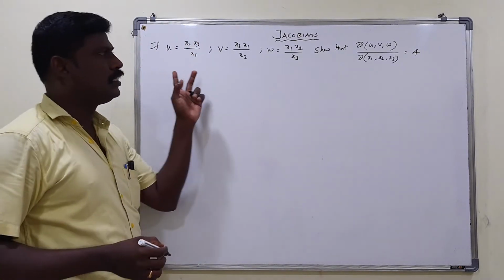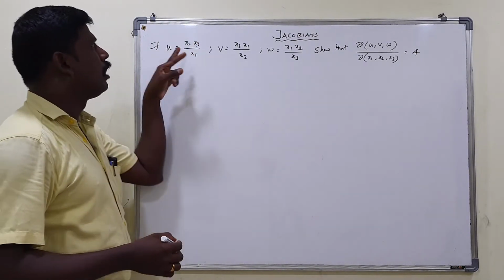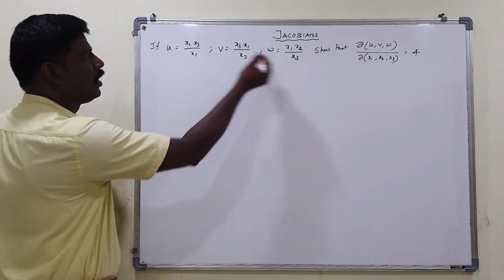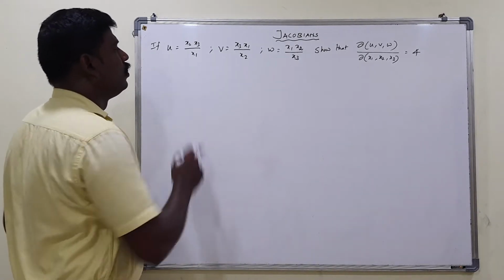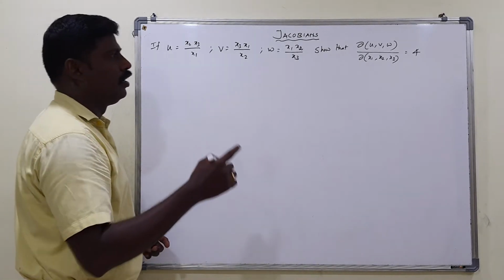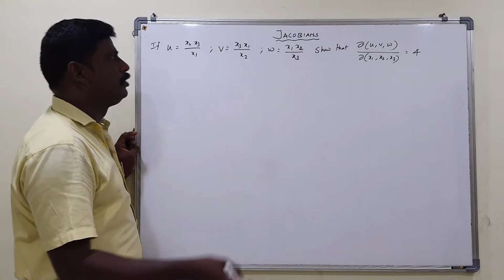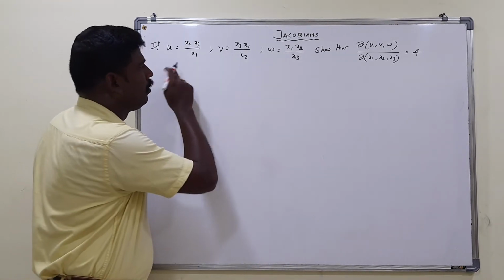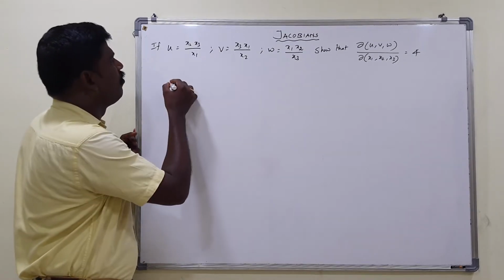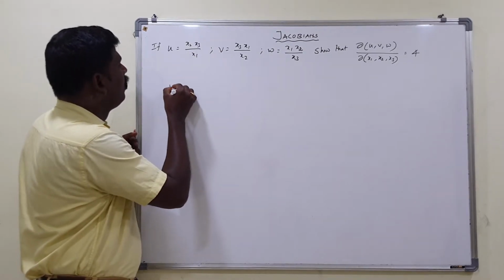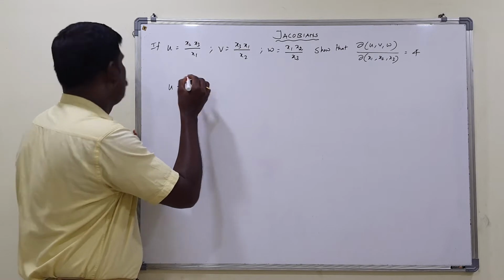Already we discussed the same type of problem in terms of x, y, z. In the previous session, a link is given to you. The link is in the description box. You go to that link. In the previous session, I solved the same type of problem.